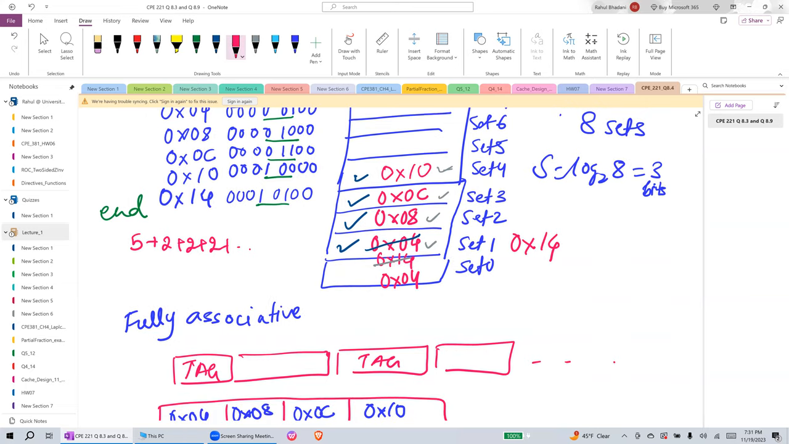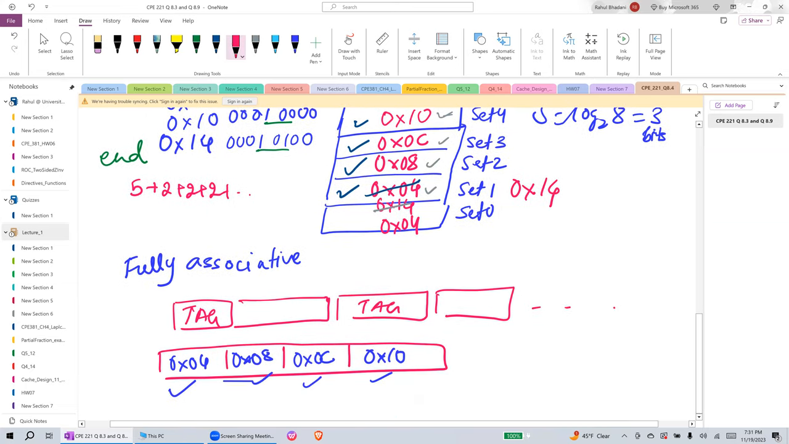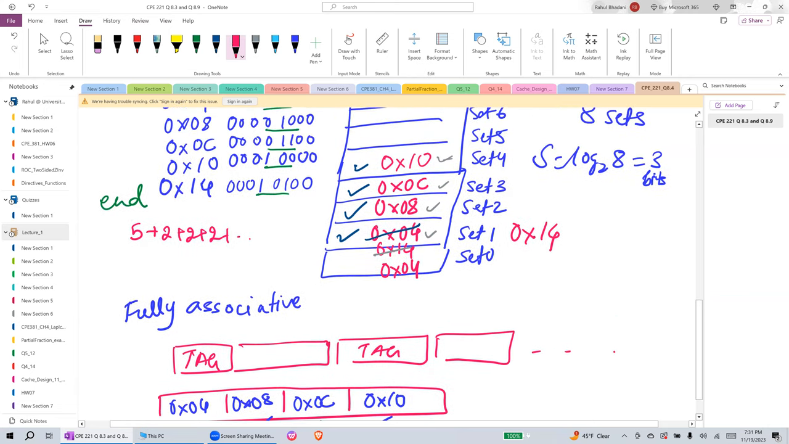Okay, now let's see what happens in the case of the fully associative cache. So remember, in the fully associative cache, the first time there will be misses. So there will be some misses.